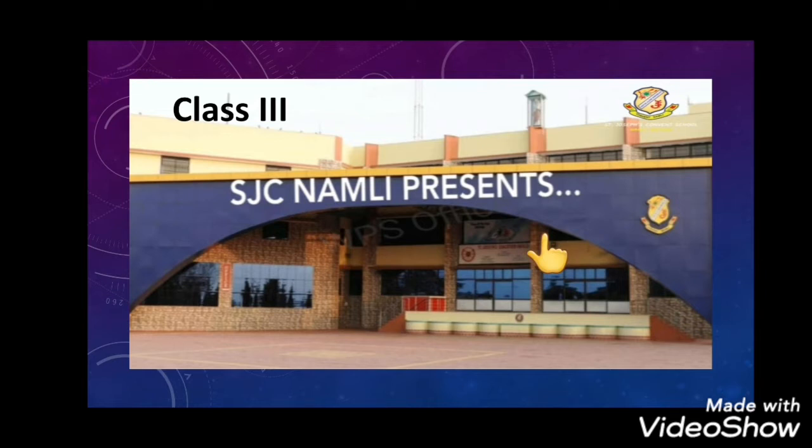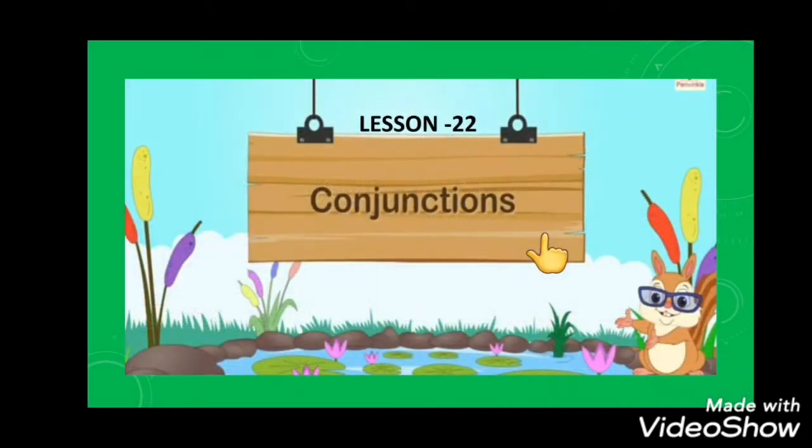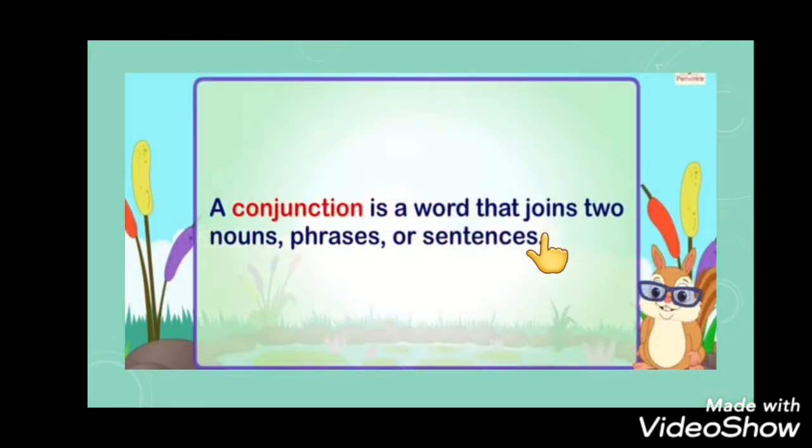Today we are going to start a new chapter of your English grammar textbook. Lesson 2, Conjunction. A conjunction is a word that joins two noun phrases or sentences. So simply by this definition we come to know that conjunctions are words that join two noun phrases and sentences.